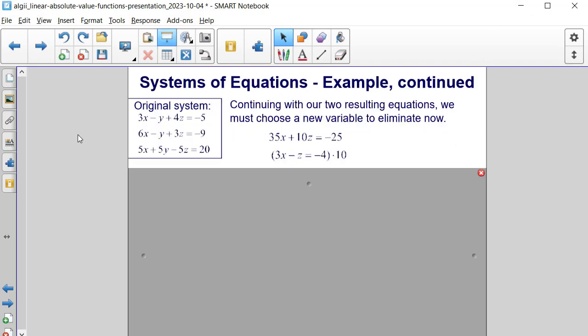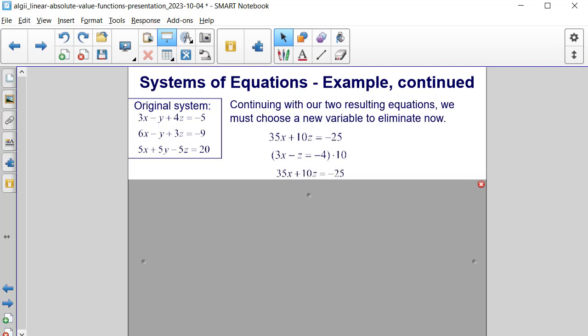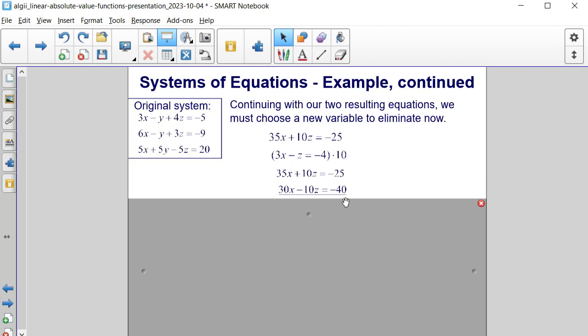Continuing with the two resulting equations, we must then choose a new variable to eliminate. So we had 35x plus 10z is equal to negative 25, and we had 3x minus z is equal to negative 4. Well, since the signs of z are opposite, and one of the coefficients of z is negative 1, it's easiest to get rid of z by multiplying everything in the second equation by 10. And keeping the first equation the same. So we'll have 35x plus 10z equals negative 25, but then we'll have 30x minus 10z is equal to negative 40.